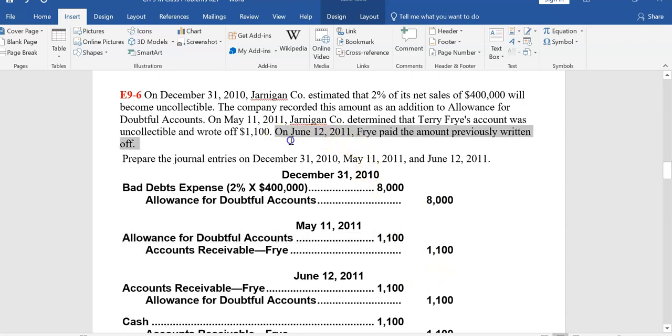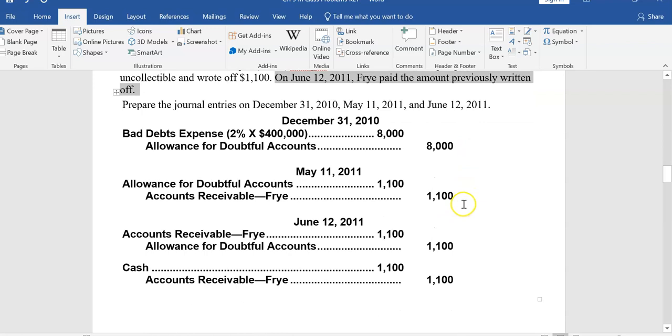On June 12th, out of the blue, the customer came back and paid off what they had previously not paid and that the company had previously written off. We want to collect that money. We're not just going to tell the customer, hey, don't worry about it, we wrote off your account. The company wants the cash. So on June 12th, before they can record the collection on the accounts receivable, they need to have an account receivable in the general ledger.